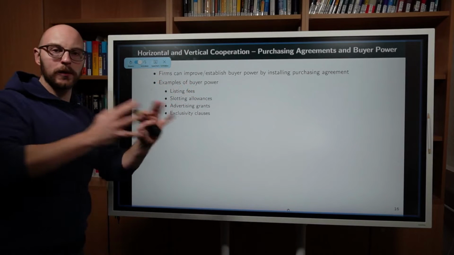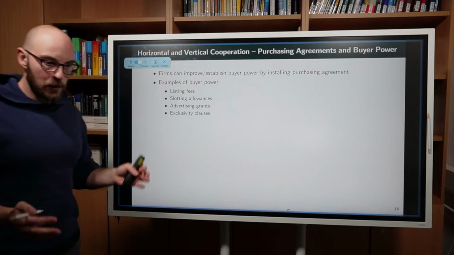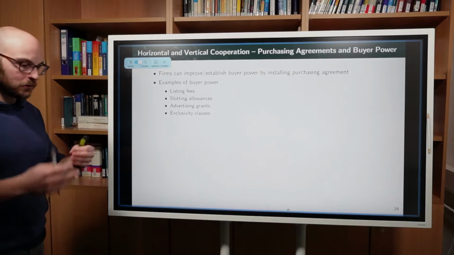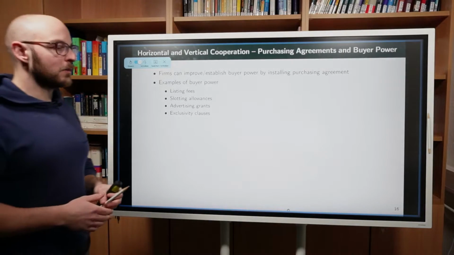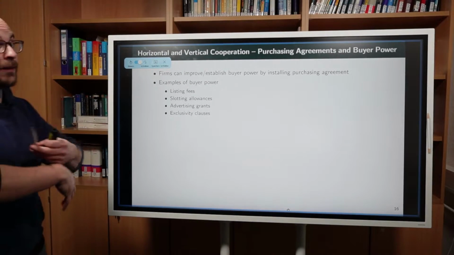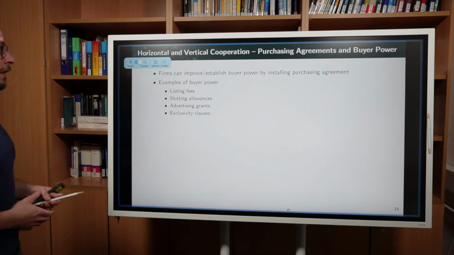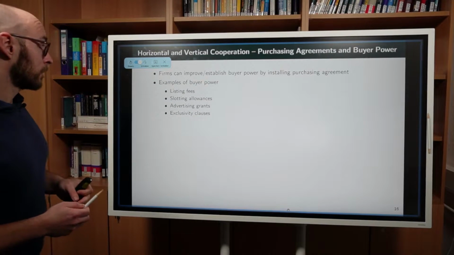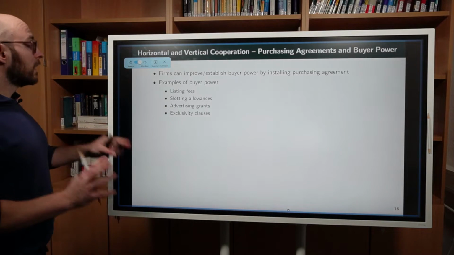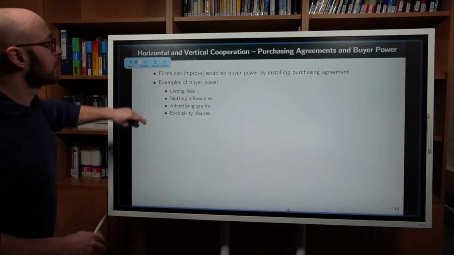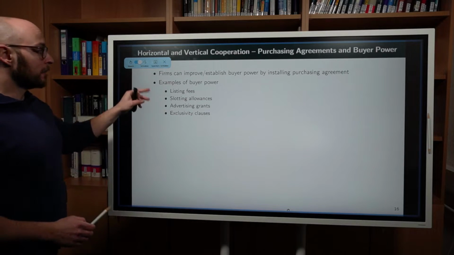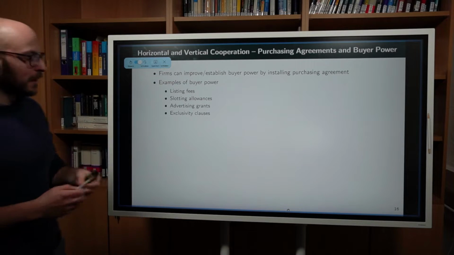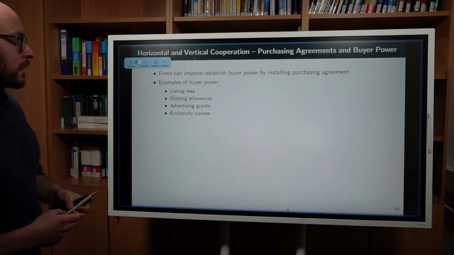all the consumers will buy the products there. However, if you buy jointly with all retailers in the market, then you could realize buyer power, right? Then it probably means that if you don't find agreement with the manufacturer, the manufacturer will not sell the products in the entire country, for instance, if all retailers in a country are involved in a single purchasing agreement. That's just to give you an idea. In reality, it could manifest in different ways. It could be listing fees, slotting allowances, advertising grants, or exclusivity clauses. All of that are basically forms of these purchasing agreements and buyer power.